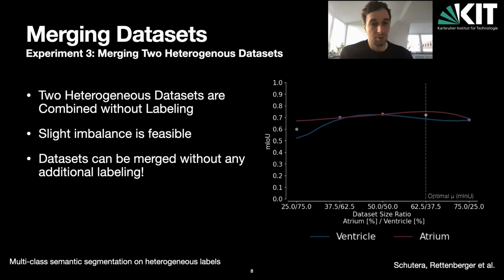The results show that the best performance can be observed if the two datasets are balanced, which is to be expected. But slight imbalance is also feasible and achieves good performance. This means that datasets from the same or very similar domains can be merged without any labeling needed.